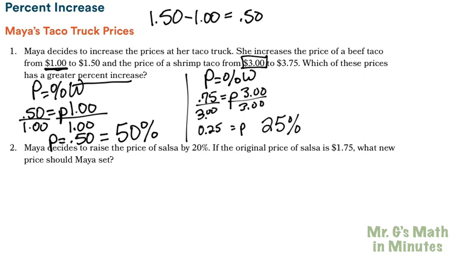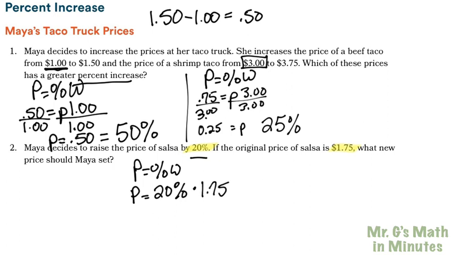Next part says that she decides to raise the price of her salsa by 20%. So now they're giving us a percent in this problem. And the original price of the salsa was $1.75. Original price meaning that this is our whole. So part is equal to percent times the whole. We don't have the part. We do have the percent. And we're going to be multiplying that times the whole, which is the original price of $1.75.